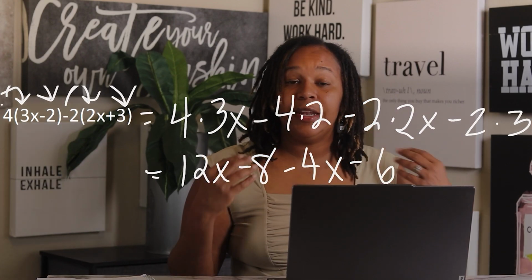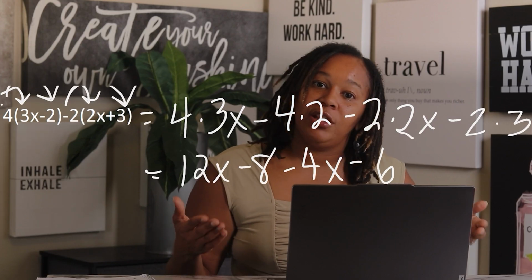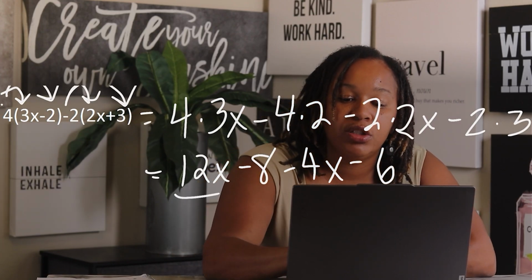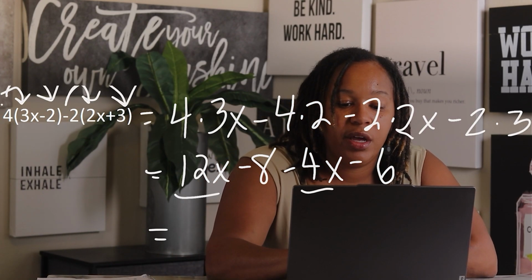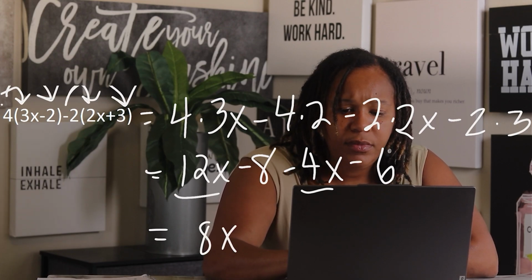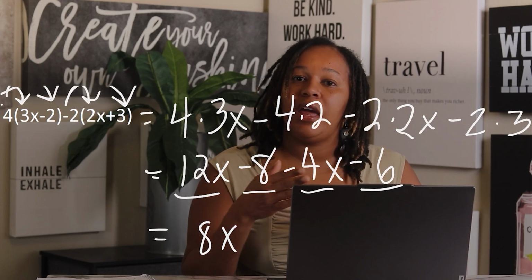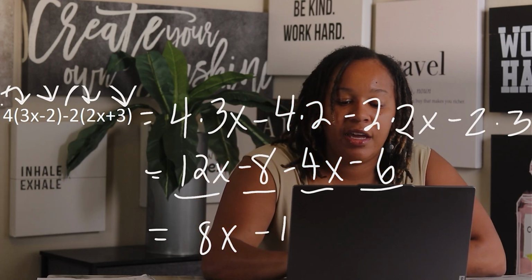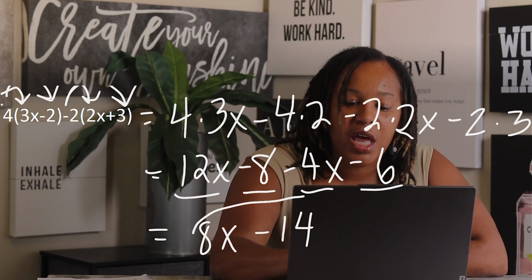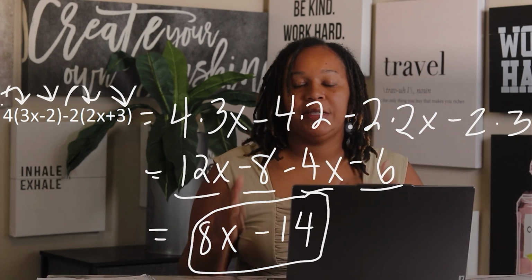All right. Then the next thing you need to do, because there are multiple variables, you have to combine your like terms. And your like terms are the 12x and the minus 4x. 12x minus 4x gives you 8x. And then your other like terms are the negative 8 and the negative 6. Negative 8 minus 6 gives you a negative 14. All right. There are no more like terms, so your final answer ends up being 8x minus 14.